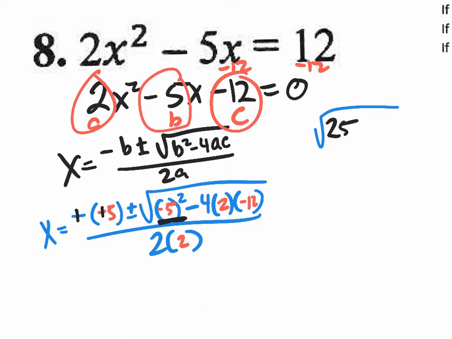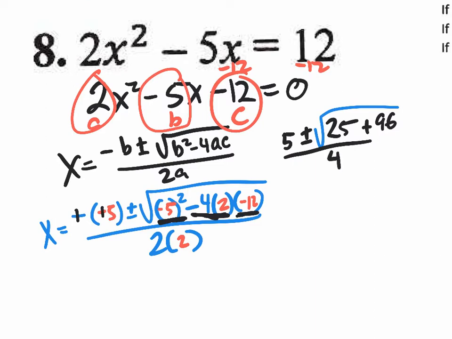And then let's go for 4 times 2 is 8. Or you could call it negative 4 if you want to include the negative sign. Negative 4 times 2 is negative 8 times negative 12. That would be a positive 96. Let me rewrite the rest. The plus or minus, the 5, the divided by 4, because 2 times 2 is 4.